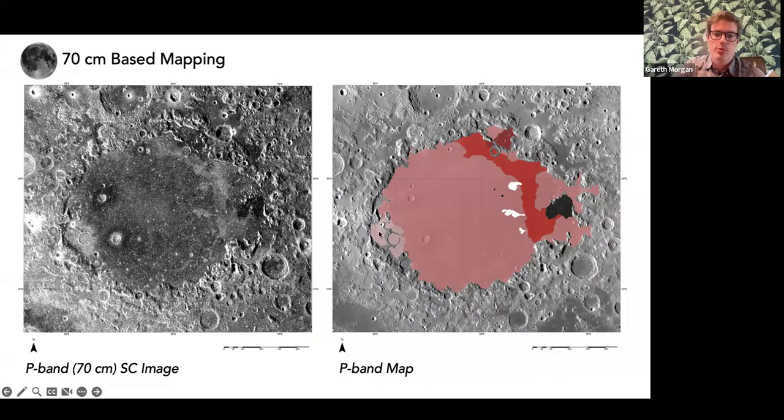We think this area here is probably due to ejecta from some young craters that's maybe increased the backscatter due to throwing rocks on the surface. A lot of this involves interpretation. That's why it's really helpful to have multiple different data sets here.